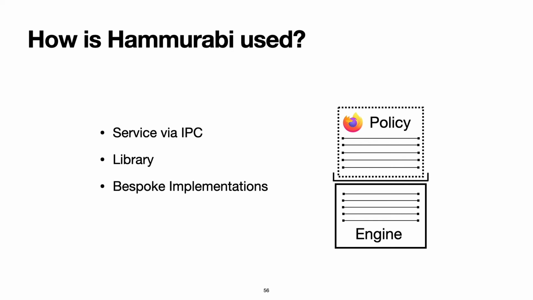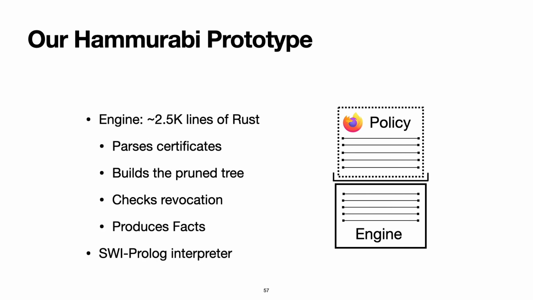Hammurabi may be distributed as a system service, as described, or a standardized library, or with bespoke implementations. But all engines must be standardized to produce the same facts and execute policies in the same way. We built our prototype in Rust as a system service contacted via IPC, and we used the SWI Prolog interpreter to execute our policies.